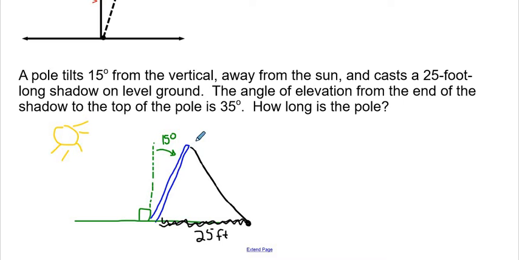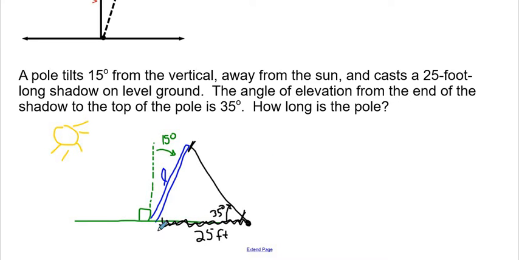So notice I'm now using the whole concept of angle of elevation, which would be here. Remember, elevation rises from the horizontal, and that's 35 degrees. Now the question is, using this trigonometry, how long is the pole? It wants to know this length right here. I'm going to use a cursive L to denote length.